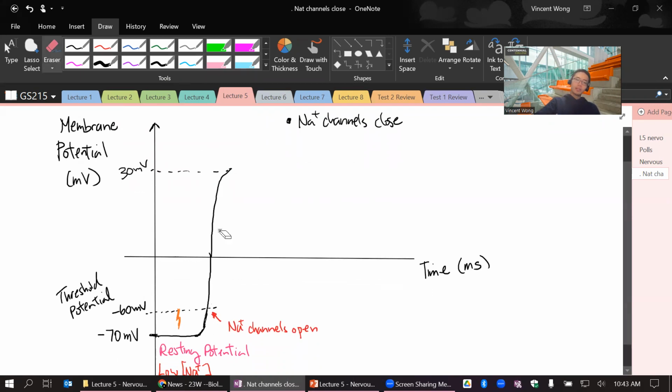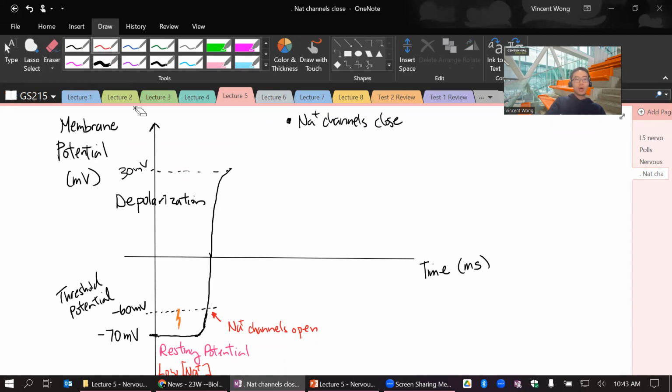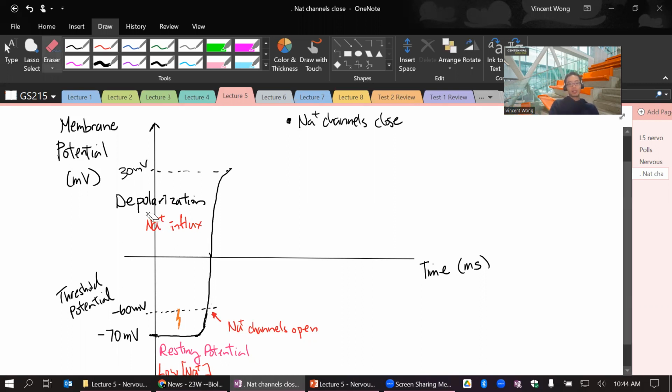Now this part here is called the depolarization phase. Depolarization, and it's caused by sodium influx. In the context of what we're talking about, polarization means more negative on the inside. That's what it means. So when you are depolarizing it, you are making it less negative. And what's making it less negative? It's the sodium coming in, right? Sodium influx.